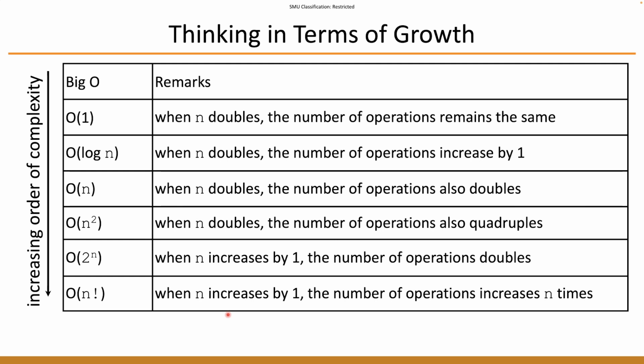Okay, so suppose you want to interpret these different classes by the growth rate. This is how we will interpret them. If you have a constant time algorithm, it means that it doesn't matter how you change the n.